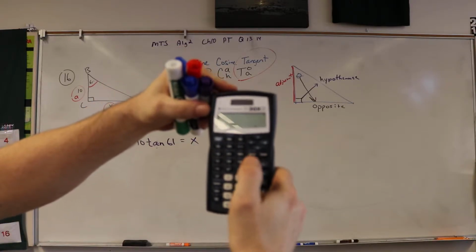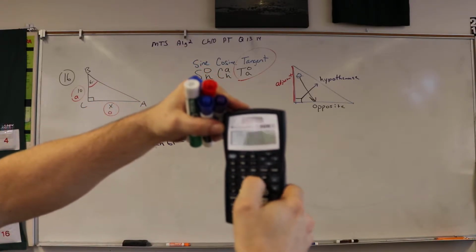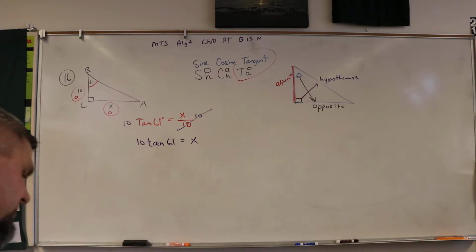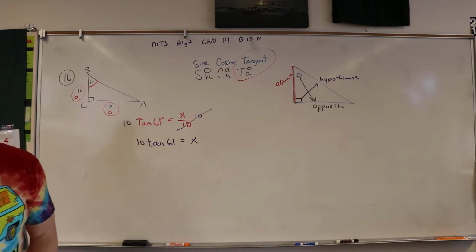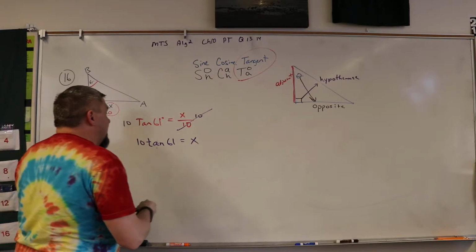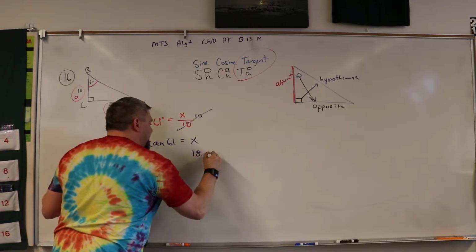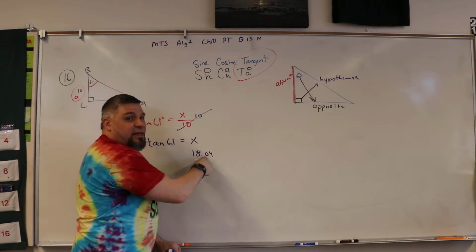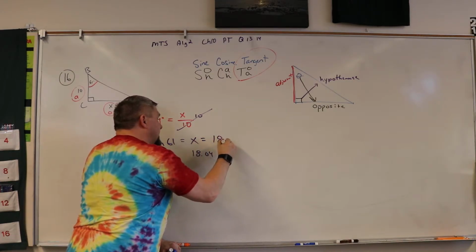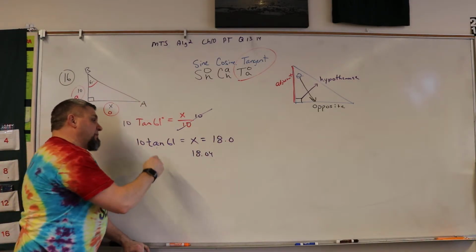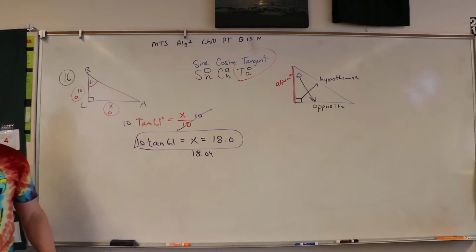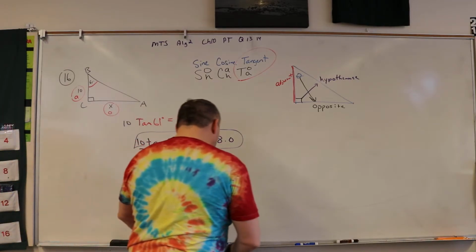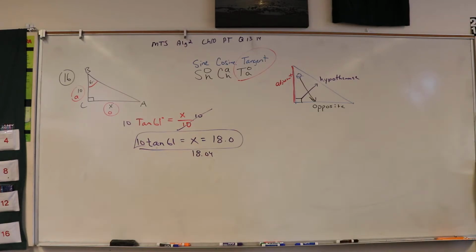I go 10 tangent 61 equals, and it comes up 18.04, but it said to the nearest 10th. And since 18.04, right, 4 is less than 5, so it's not going to make that a 1. So it's going to stay 18.0. But you don't want to write 18 because they said the nearest 10th. So you want to have that 0.0. Okay? And that's problem number 16.